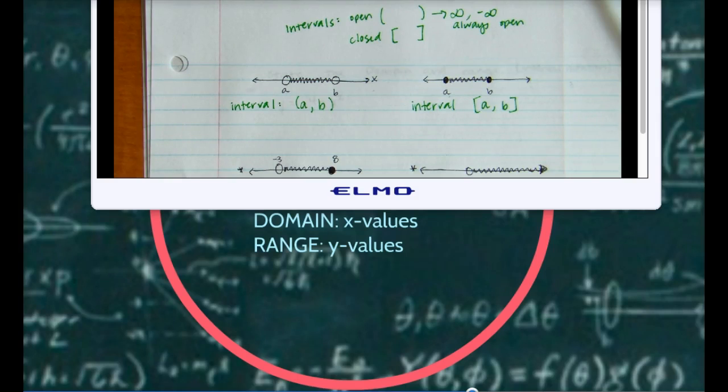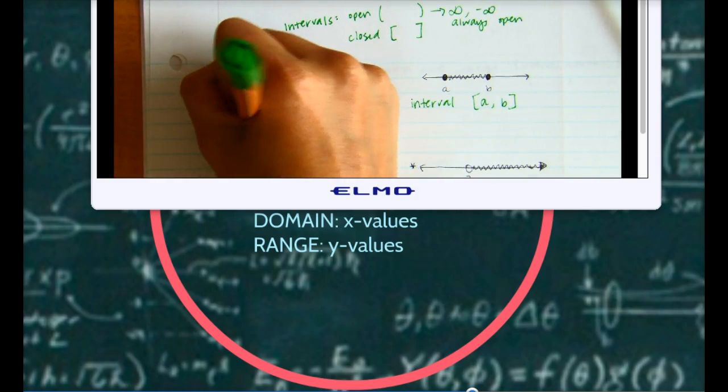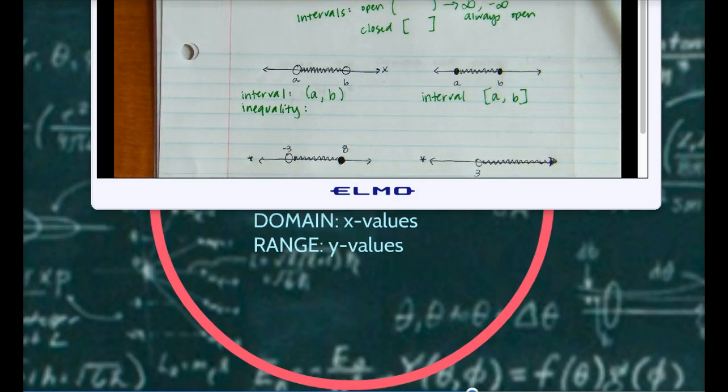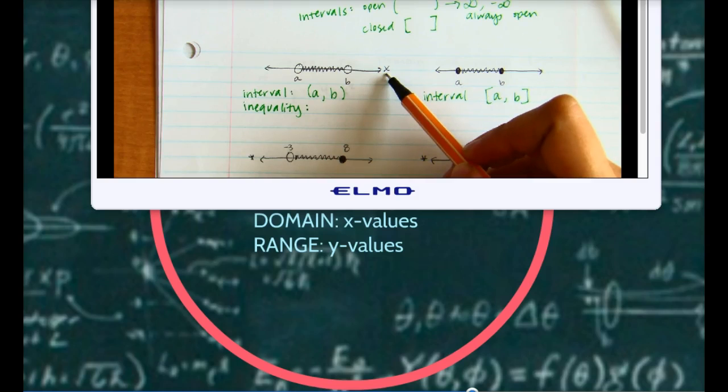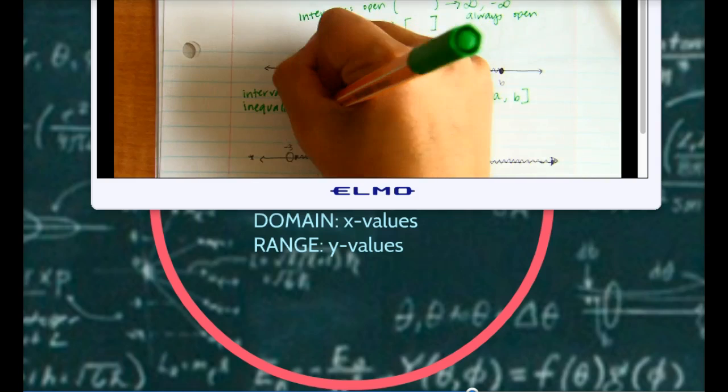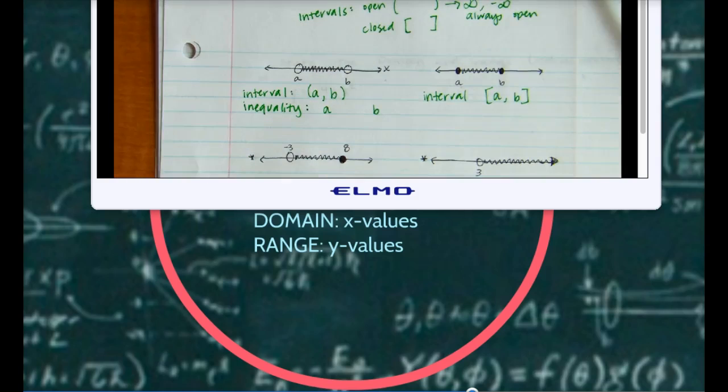When we're using inequality notation, we're simply going to consider this to be an inequality. In this case, I'm dealing with the variable x, or my values are x values. And my values, again, are in between A and B. So A and B are going to be the endpoints of my inequality notation.